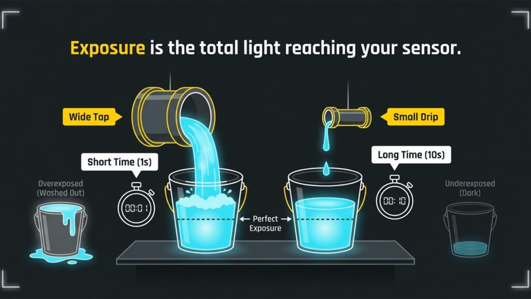Exposure is the total light reaching your sensor. It's a balance between the intensity of light and how long the sensor collects it. Too much or too little leads to over or underexposed photos.